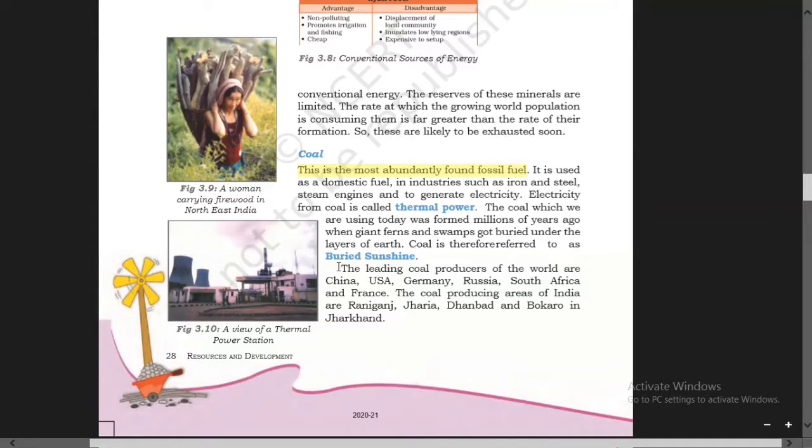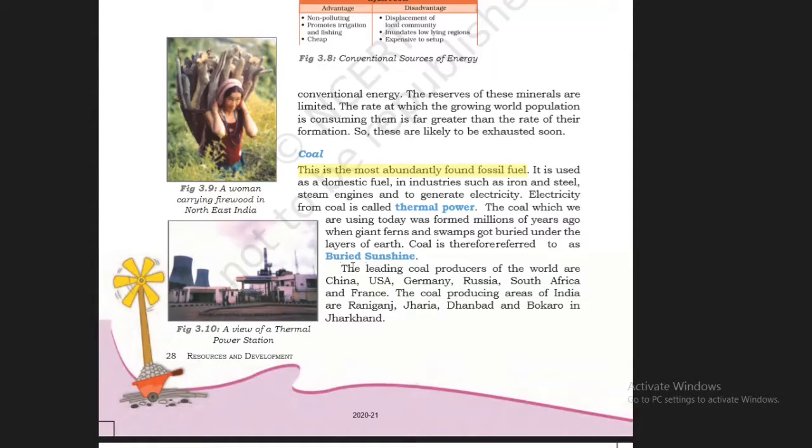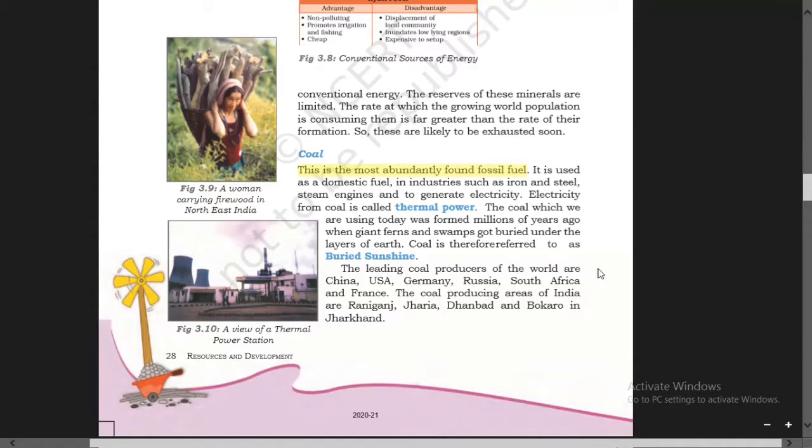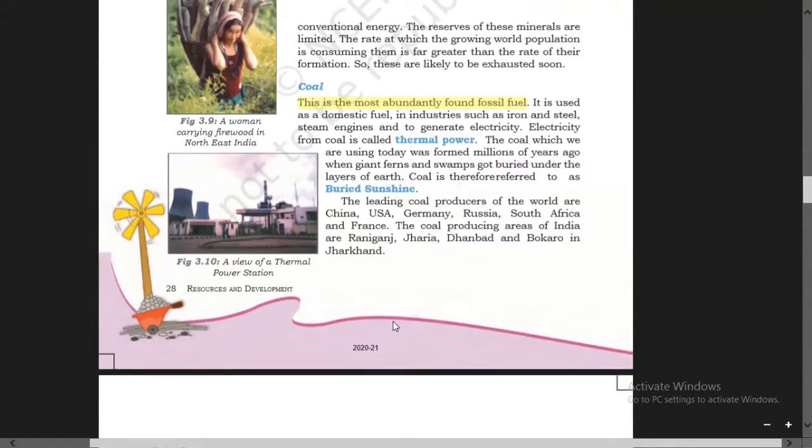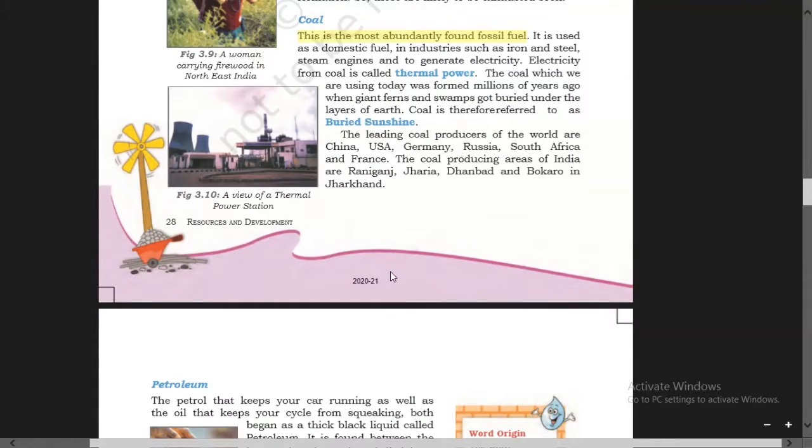Its importance is pointed out here. The leading coal producers of the world are China, USA, Germany, Russia, South Africa, and France. The coal producing areas of India are Raniganj, Jharia, Dhanbad, and Bokaro in Jharkhand. So you must know this. This Bokaro steel plant of Jharkhand is the largest steel plant in our country.